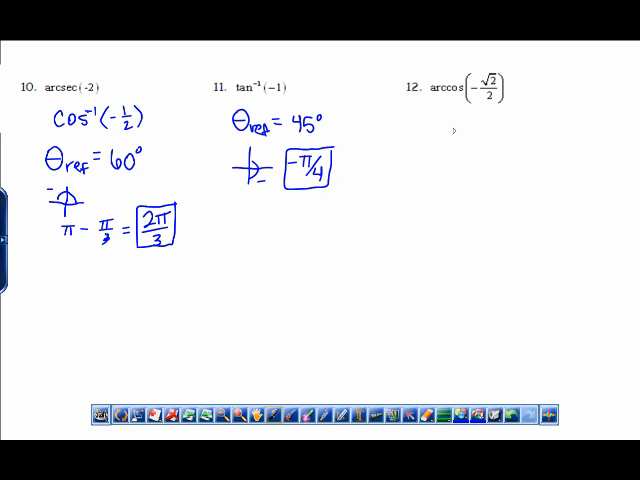Okay, and last example, if you want to try it, you could pause and write it all down and see if you get it right. So we have the reference angle. This is going to be 45 degrees. So then for cosine, 0 to pi puts us in the second quadrant. And I'm going to go ahead and write this out. Pi minus pi over 4. That is going to be 3 pi over 4.